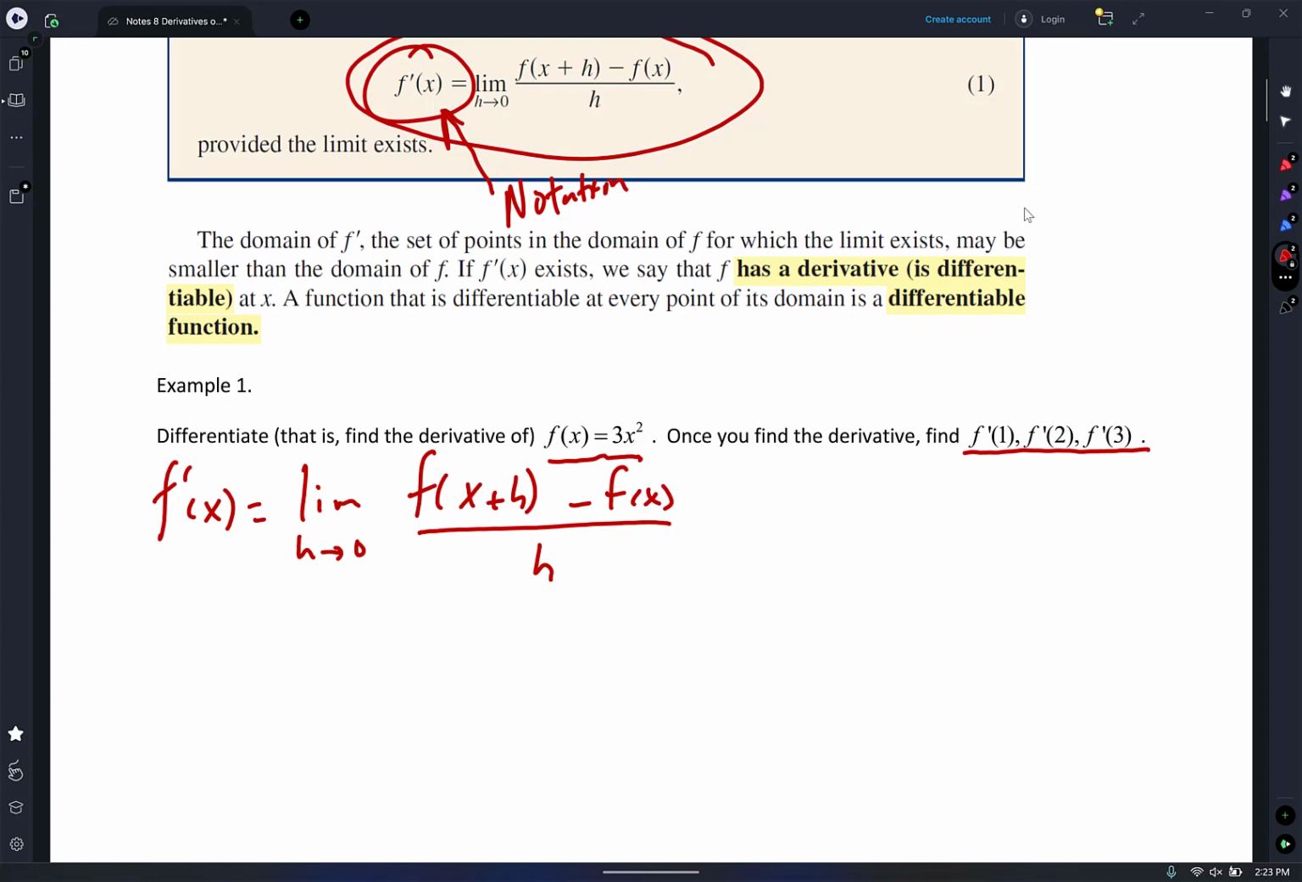I know that f of x is 3x squared, so on the side I'm going to write f of x is 3x squared, and then I'm going to write f of x plus h is 3 parenthesis x plus h close it squared. Do we have any questions on how I got that? Please ask.